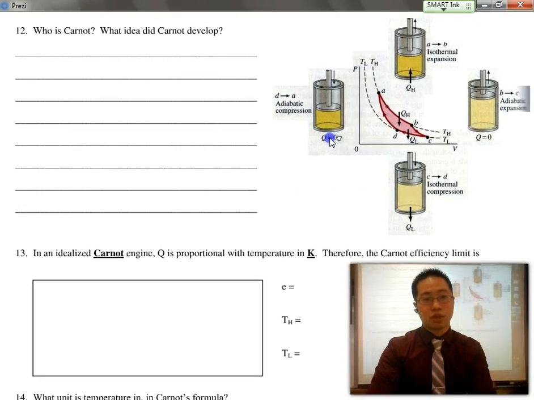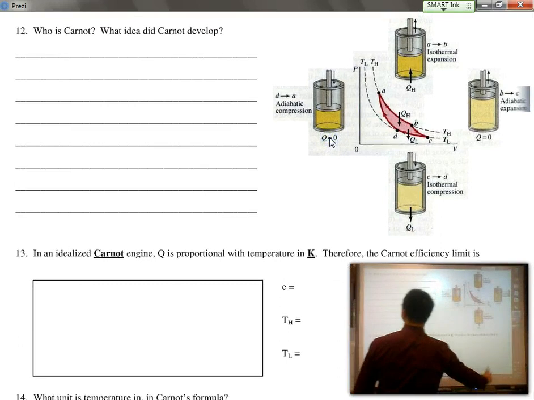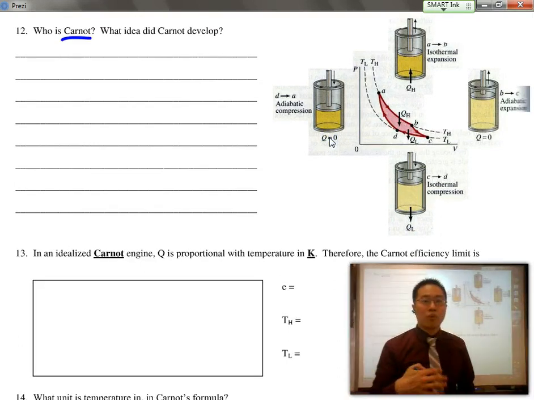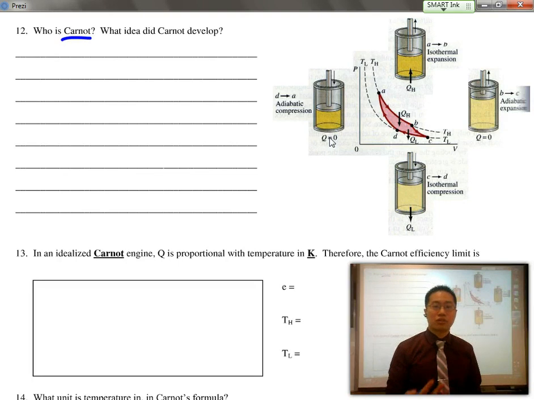Okay. Carnot was a French scientist who was thinking about what ways could we use to make this heat engine more efficient.